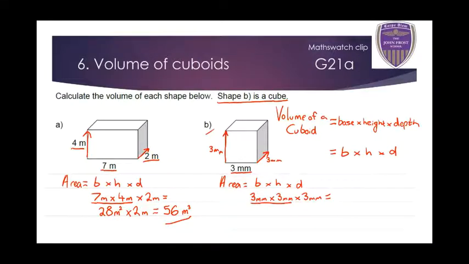So 3 millimeters times 3 millimeters, well, that's going to be 9 millimeters squared, because it's millimeters times millimeters. I still need to times it by 3 millimeters. So 9 times 3 is 27. And because my answer is now a volume, my answer will be millimeters cubed. So millimeters with a little 3 on the end. And that's my final answer for part B. Let's have a look at the next topic.